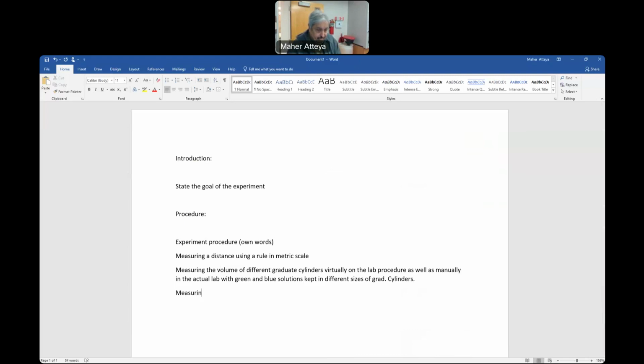Measuring the masses of a watch glass as well as a beaker using the top-loading balance. Top loader does not mean the balance by itself, so the top-loading balance as well as the analytical balance. Okay, guys, so that's the procedure here.